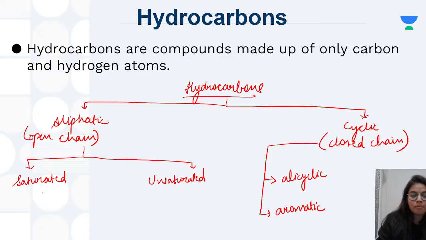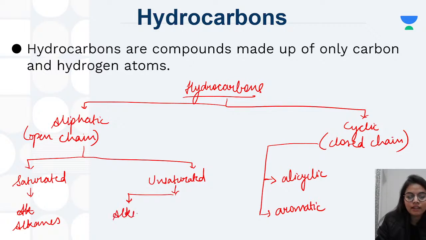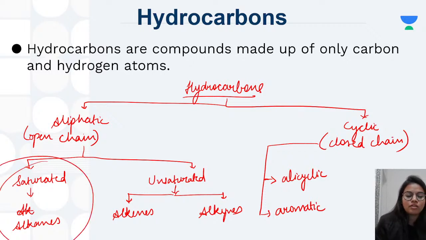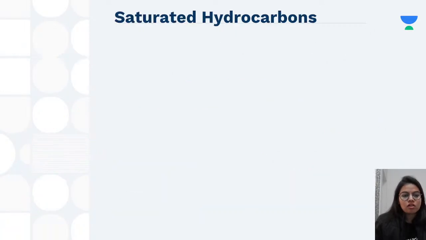Now, in the saturated compounds, we are having alkanes. And the unsaturated hydrocarbons are composed of again two categories, that is alkenes and alkynes. Okay, so this is the basic classification of hydrocarbons. So in today's class, we are going to basically focus on saturated compounds, but before that we will be learning a bit about saturated and unsaturated compounds. Now let's talk about saturated hydrocarbons.